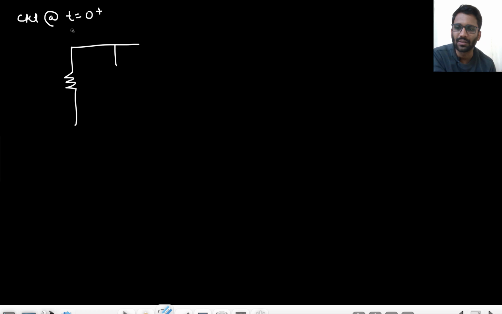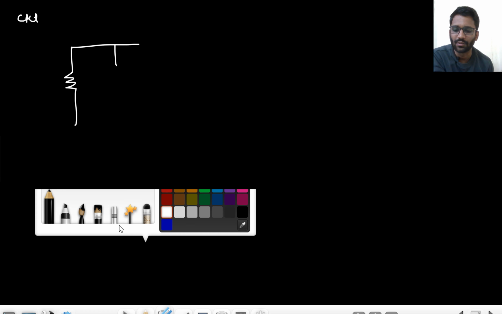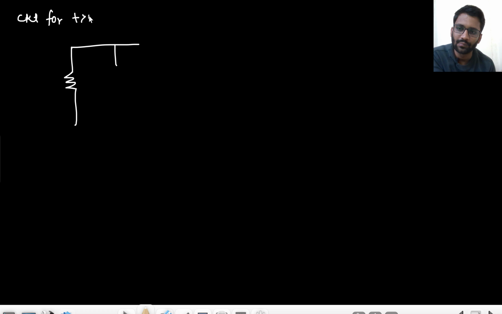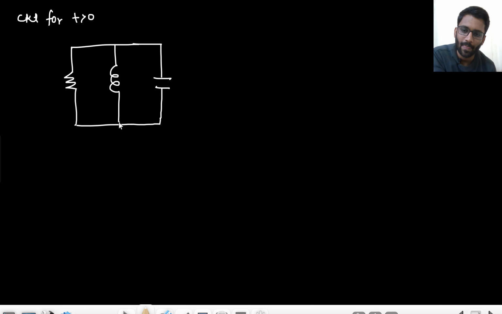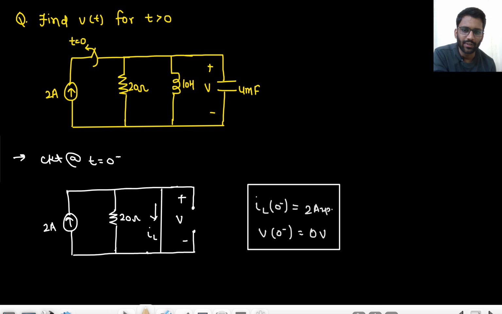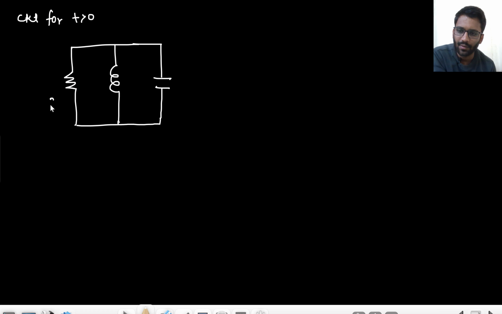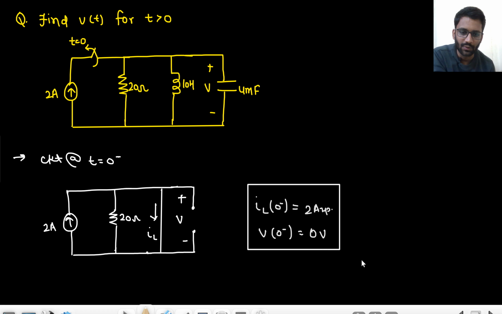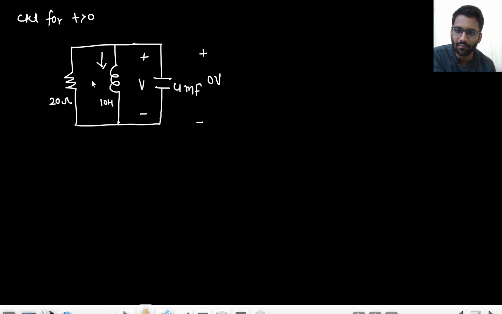Not for the circuit at t equals 0 plus, but the circuit for t greater than 0. This has an inductor and a capacitor. The resistor is 20 ohm, the inductor is 10 Henry, and the capacitance value is 4 millifarad. This is my V. The initial voltage was 0 volt, and the current is 2 ampere.